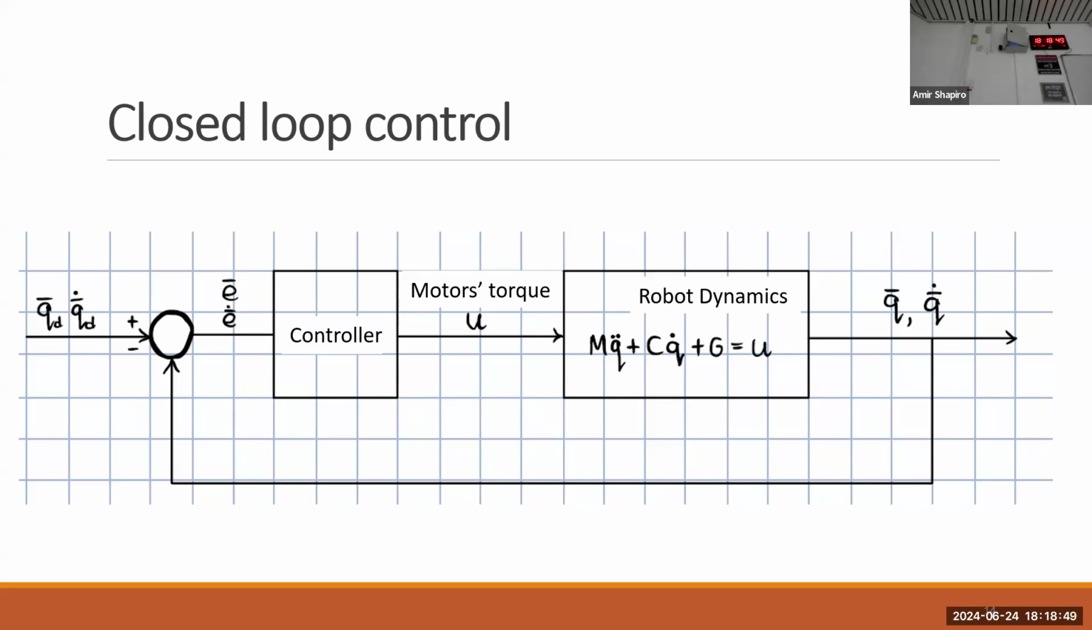We have a desired position and velocity, and therefore we have an error in position and an error in velocity. The controller gets the errors in the position and velocity, and then generates a command to the motors, what the torque in the motors should be.